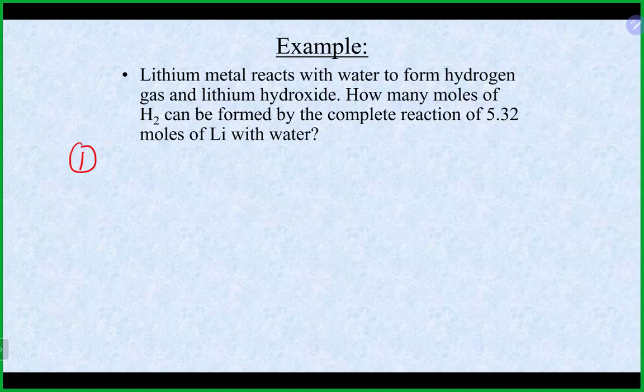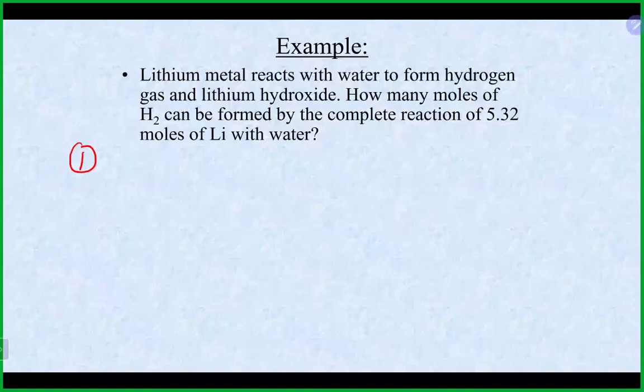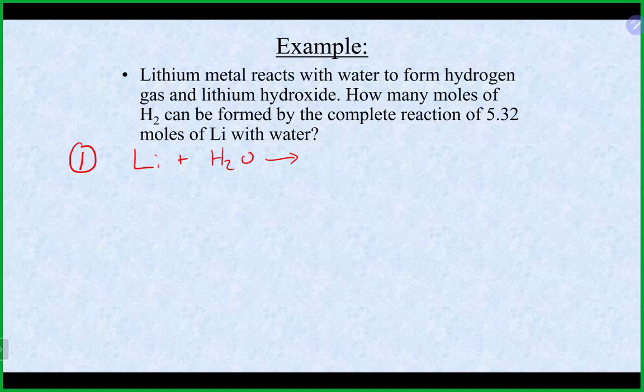A reminder that when you're writing chemical equations, you don't want to worry about the balancing part first. You want to just get all the proper formulas down. So lithium metal is just Li, reacts with water, which is H2O, to form hydrogen gas. Remember, hydrogen gas is diatomic, H2, and lithium hydroxide, lithium plus 1, hydroxide minus 1, gives you LiOH. At this point, once you have all the proper formulas down, then you can proceed to do your balancing.